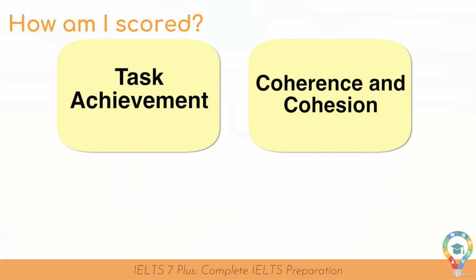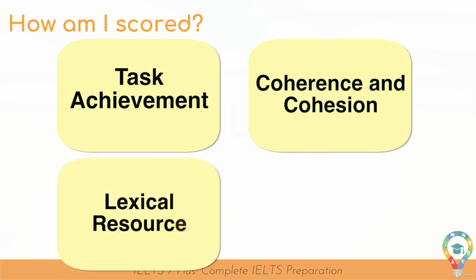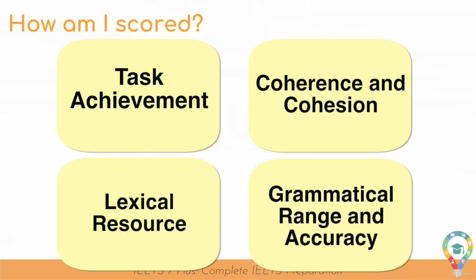Coherence and cohesion means how well you organise your essay, for example using paragraphs. As I'm sure you will remember, lexical resource measures how well you use vocabulary. And finally, grammatical range and accuracy measures how well you use a range of sentence structures and grammatical forms.